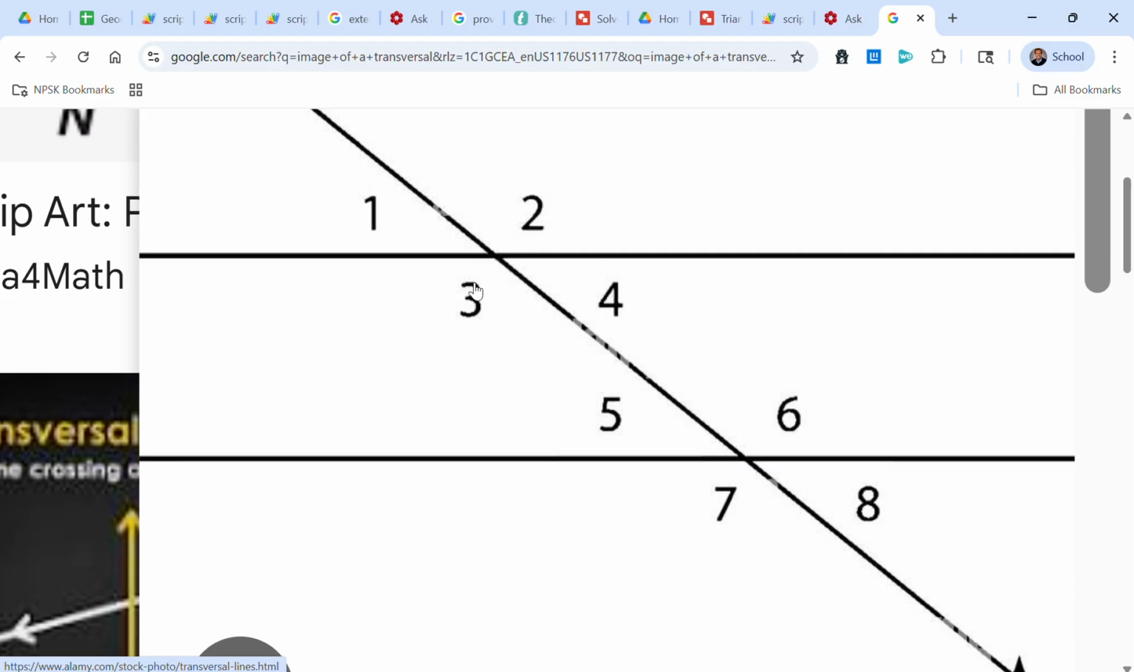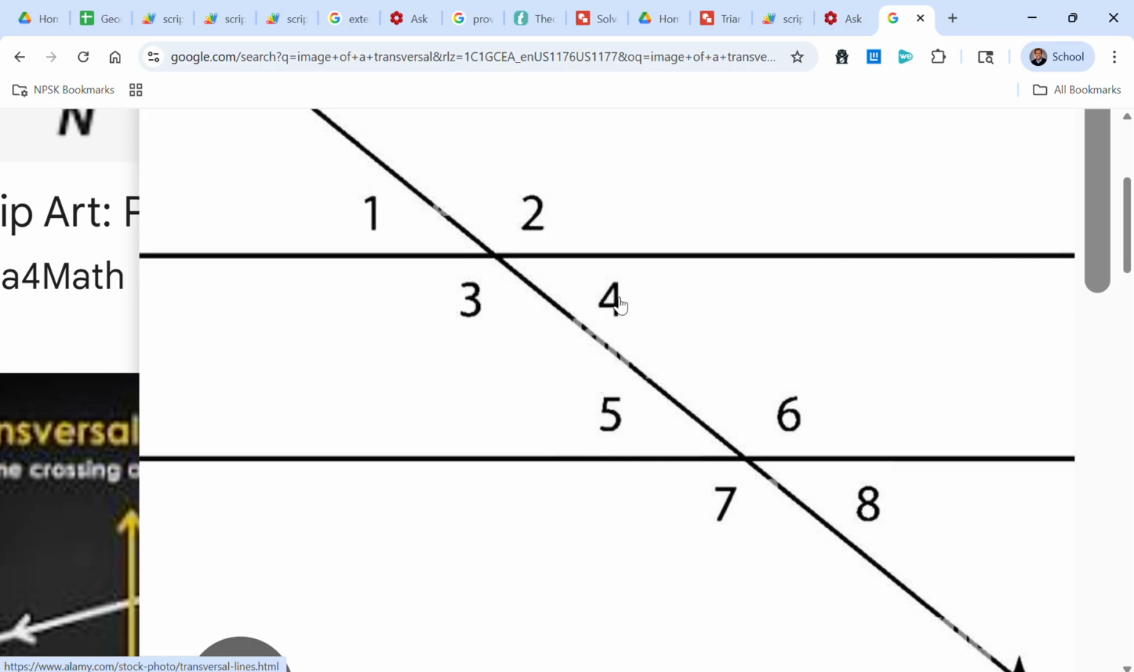Angles 2 and 3, those are called vertical angles. So if we tilt our head a little sideways, they're directly across from each other. These are called vertical angles, and they are equal to each other. So we know that as well. We also have the interior part of the transversal and the parallel lines. So this is the interior part, and this is the exterior. 1 and 2 and 7 and 8 are known as the exterior.